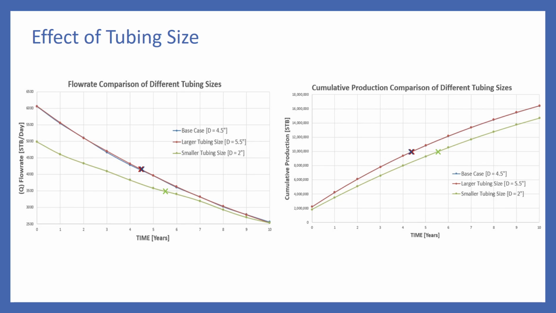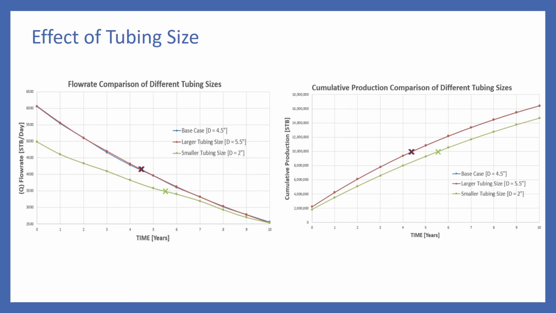The base case assumes a tubing size of 4.5 inches. We decided to alter the tubing sizes to see the potential changes in production from 2-inch tubing and 5.5-inch tubing. Changes were made to the relative roughness using the charts presented in the beginning of the presentation. A roughness of 2 × 10⁻⁵ was used for the 2-inch tubing, and a roughness of 1 × 10⁻⁵ was used for the 5.5-inch tubing.